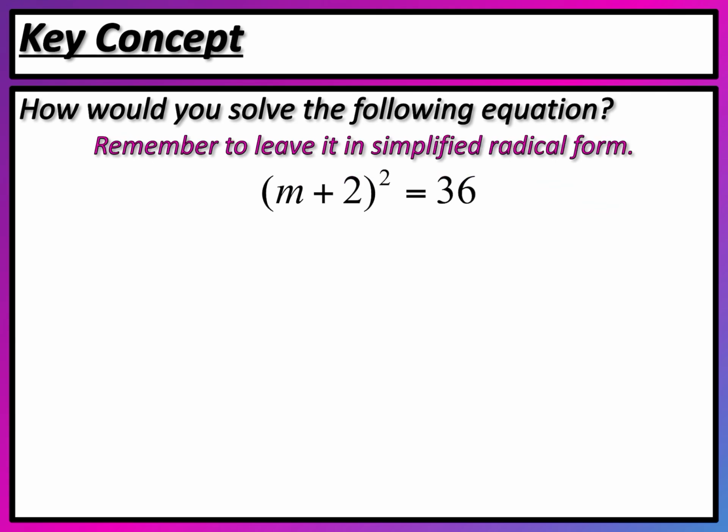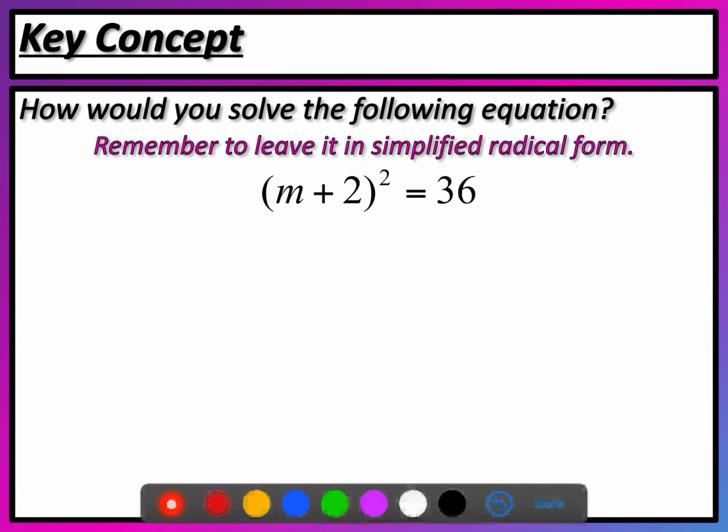So we see that our variable is inside the parentheses that are being squared. Okay, so if your gut instinct here is to say, well, take the square root of both sides, you would be correct. By taking the square root on the left, the square and the square root cancel each other out, and we're just left with that m plus 2 in parentheses, which is what we're trying to accomplish.